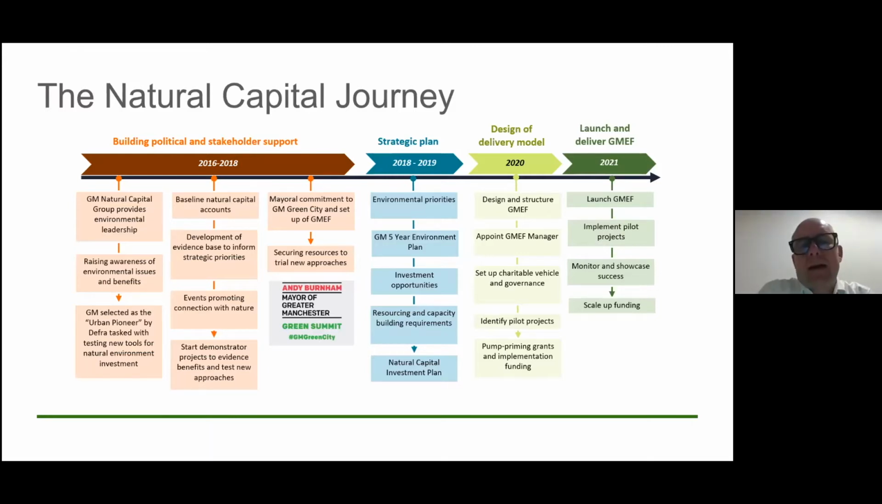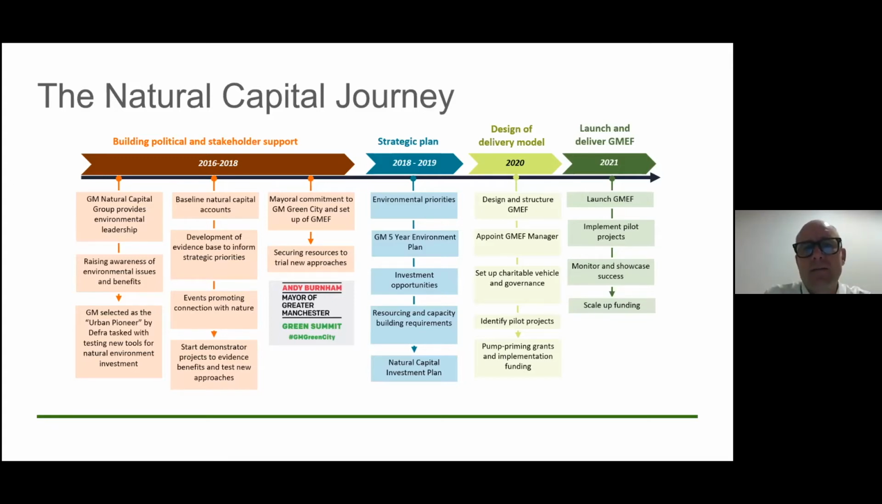We've been on a natural capital journey for a number of years now, and the approaches that we've been delivering don't happen overnight. This takes time to evolve. And a lot of this, in terms of people understanding the wider benefits from our natural environment, happens in terms of building political and stakeholder support.